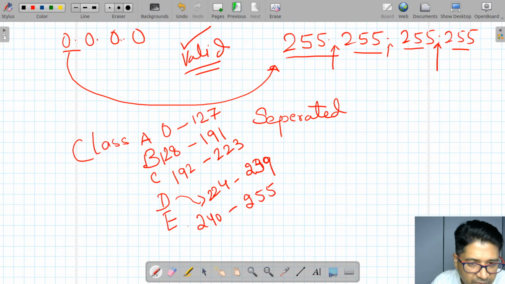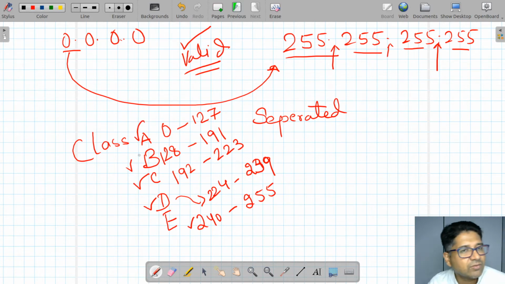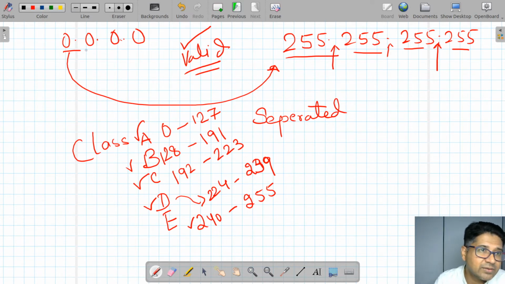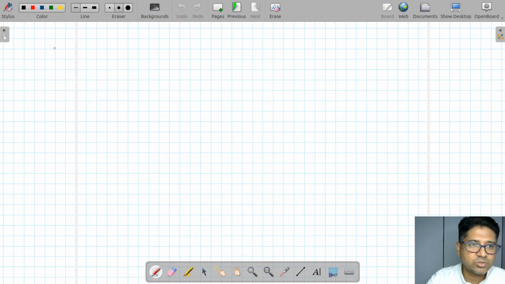Then the question is, sir, on what basis have they separated class A, class B? Did they randomly select those IPs? That's a question, right? Okay. No, they are not randomly selected. There is a technique why they gave the specific ranges. Let's understand the technique. So let me switch to the next chapter page.